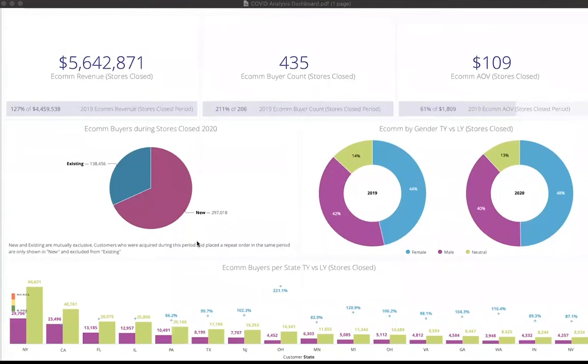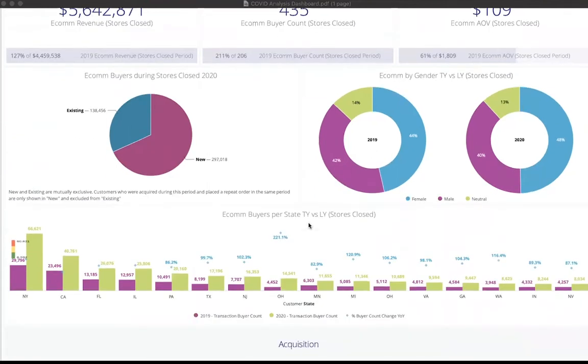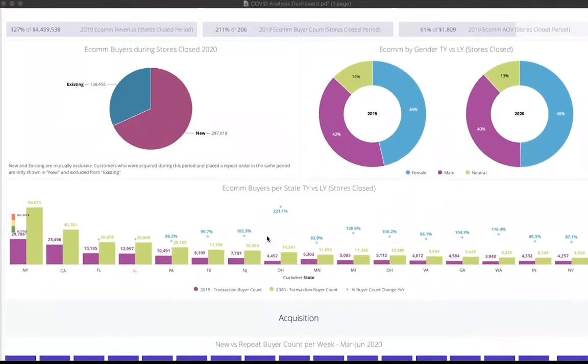Next, we want to understand who those buyers are. So we have a breakdown of new versus existing for the buyers who shopped online when the stores were closed in 2020. We also have the gender breakdown for both this year and last year for that period, as well as the state distribution and a comparison of transactions online for this year versus last year.